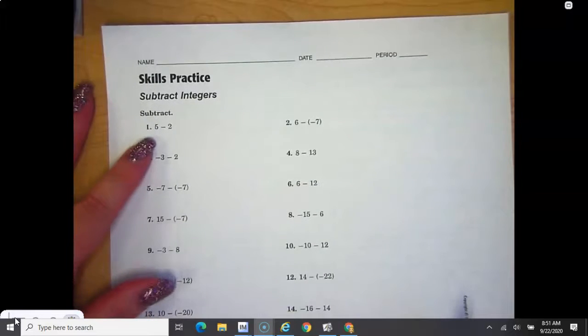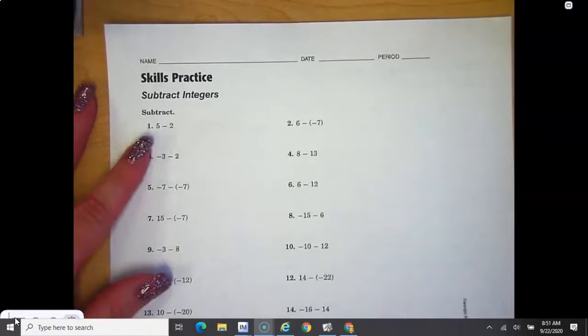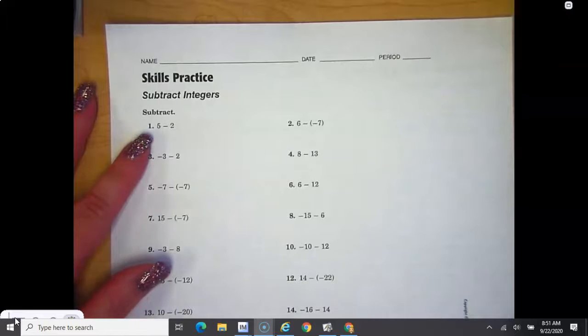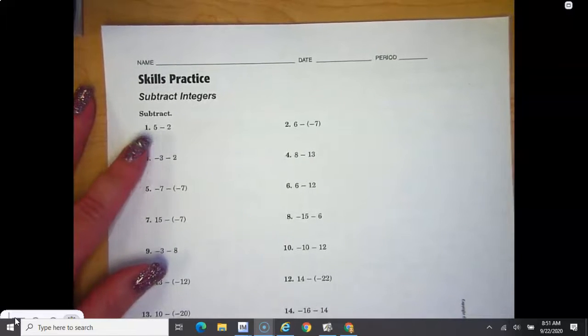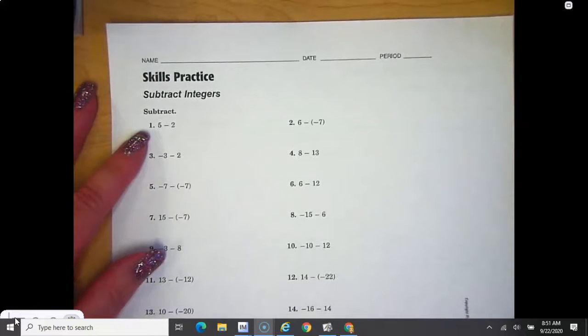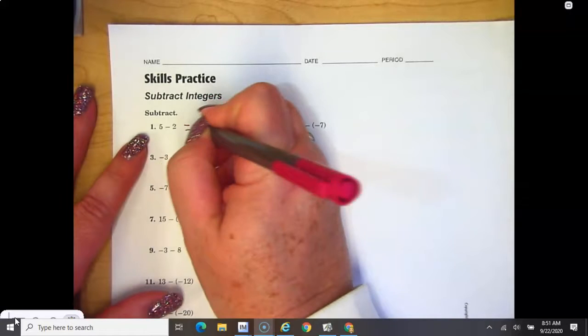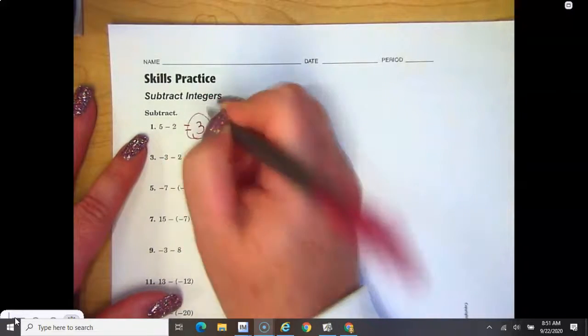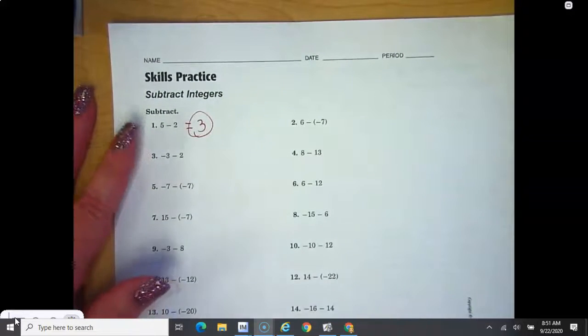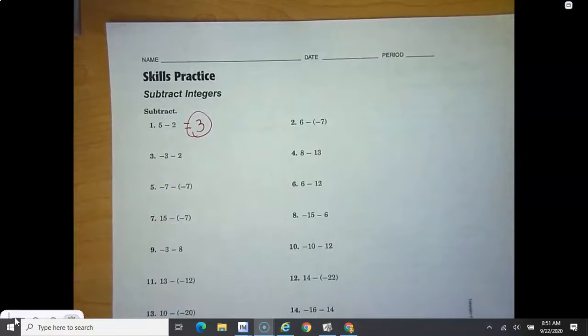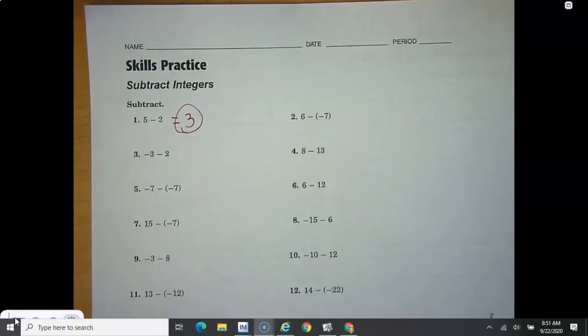All right. Okay. So, a problem like number 1 on this skills practice. Do I need to rewrite that problem? 5 minus 2? No, don't you know how to solve 5 minus 2? What is 5 minus 2? 3. I do not expect you to rewrite that problem. If you can solve it without rewriting it to 5 plus negative 2, then solve it. You do not have to rewrite that.